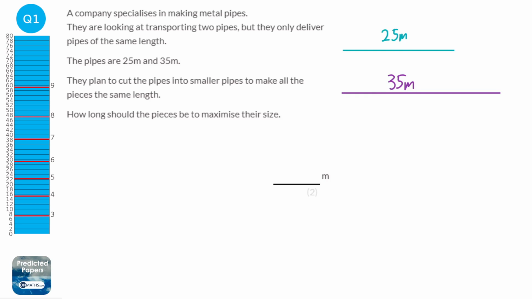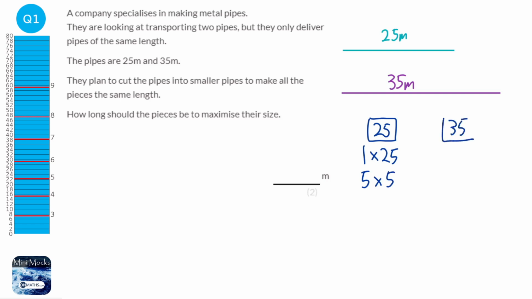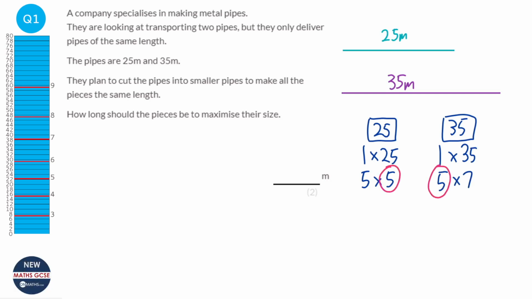So to find the highest common factor, we just find the factors of 25, which is 1, 25, and 5 and 5, and the factors of 35, which will be 1 and 35, and 5 and 7. And the highest common factor is the highest number in both lists, so it's 5.